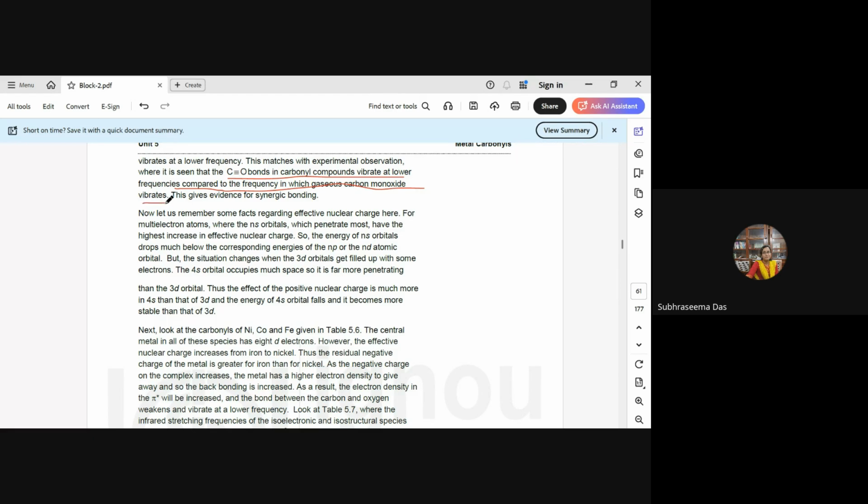So now when we take a gaseous carbon monoxide molecule, the frequency at which it vibrates is much higher than the frequency at which a metal carbonyl vibrates. So here it shows that because of a certain type of bonding in metal carbonyl complexes, the frequency is lower than in a free carbon monoxide molecule.